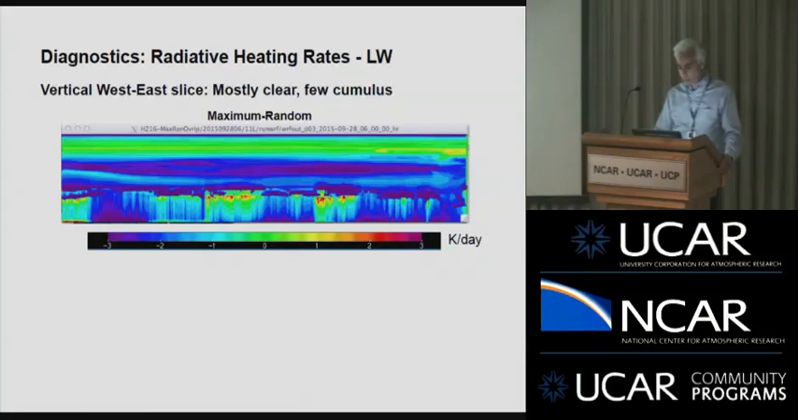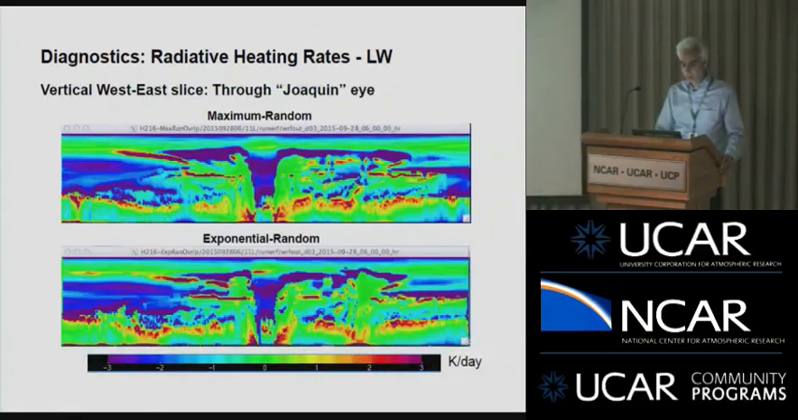So I'm going to switch you now to a slice through the middle of Hurricane Joaquin, and that looks like this. So here we see the clear sky in the eye is pretty apparent. That's the blue and purples there. And the eye wall is the very dark areas near the surface on either side of the eye.